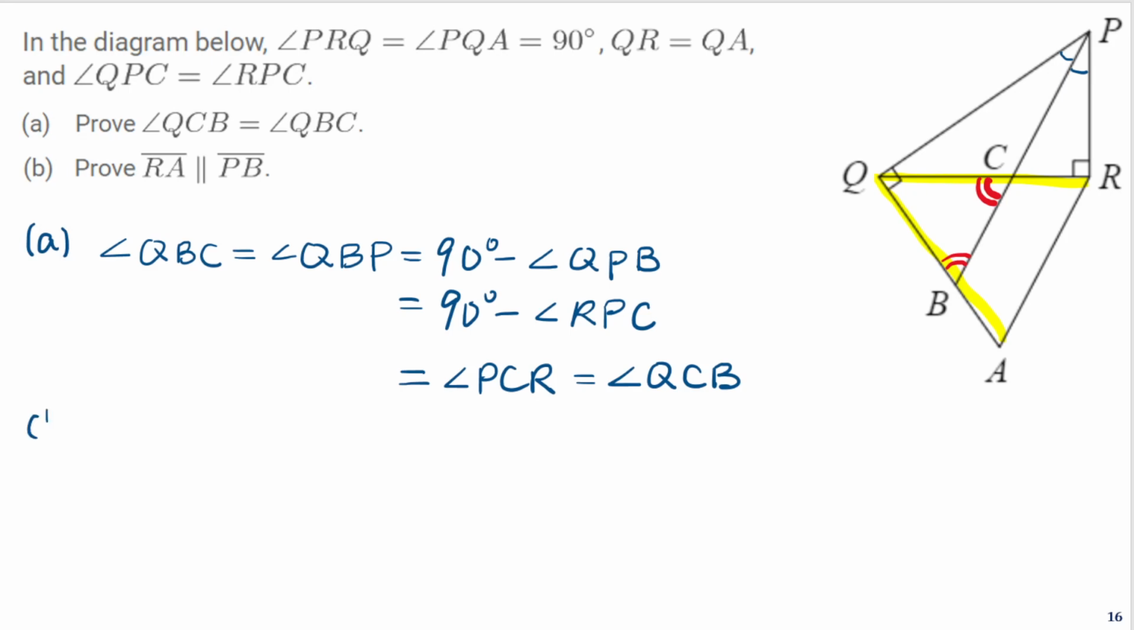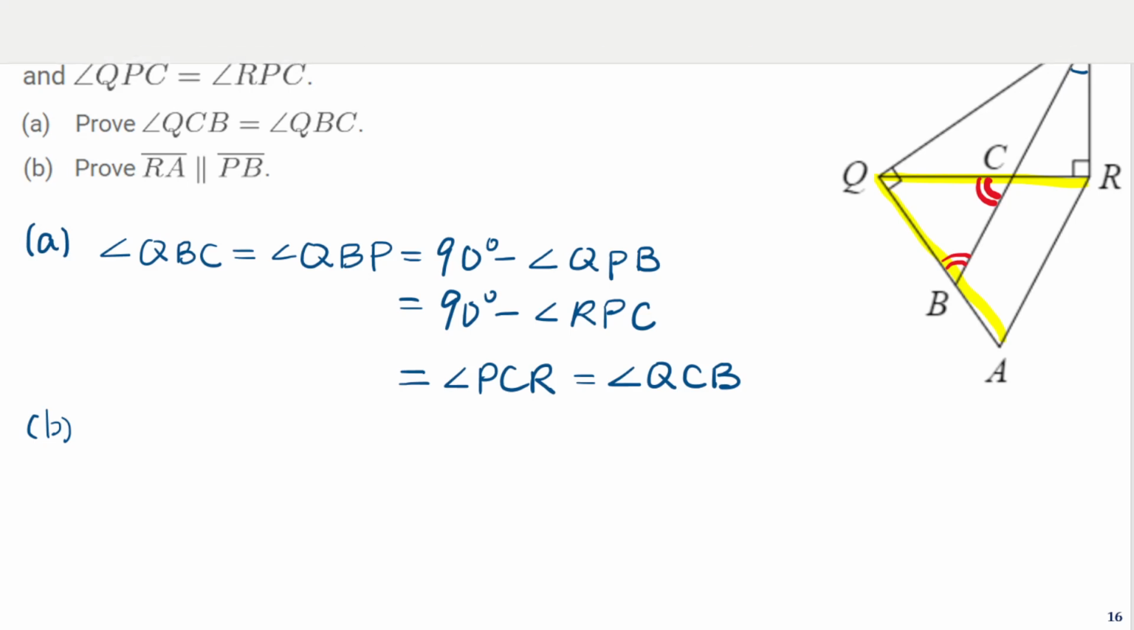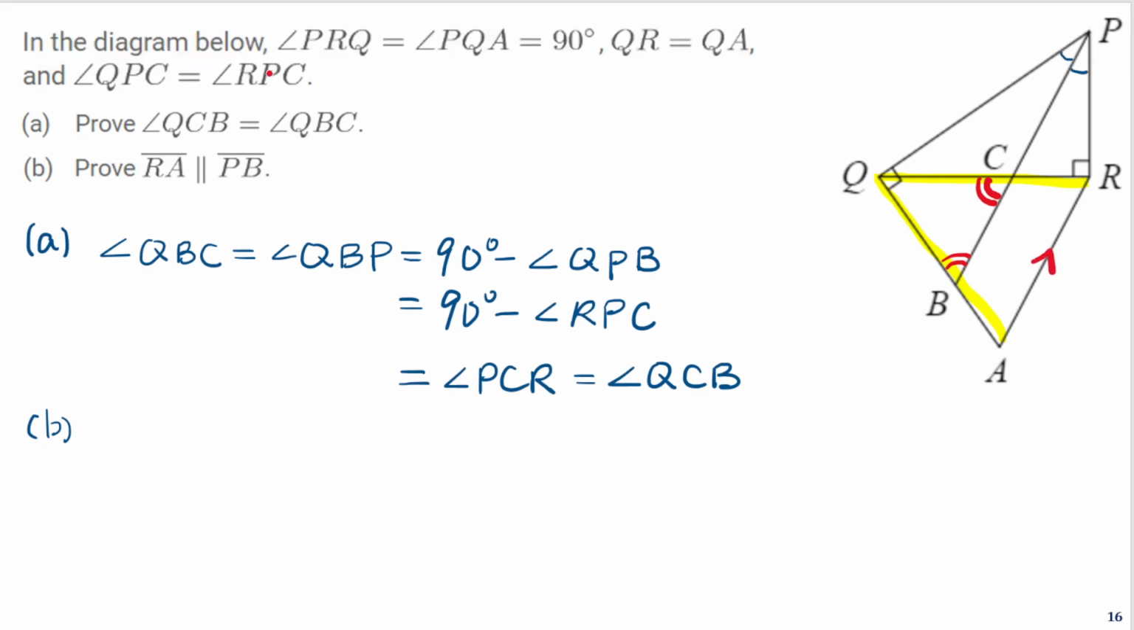And for the second one, I'll give you 1 minute to think about that. RA is parallel with PB. So you need to prove RA is parallel with PB.